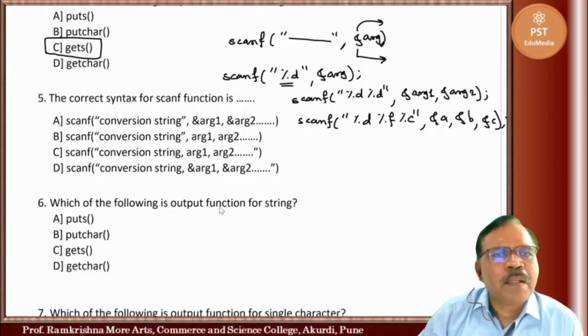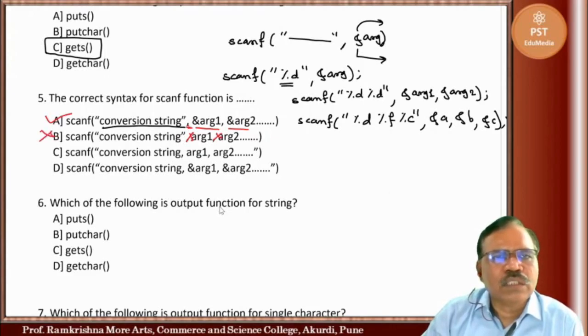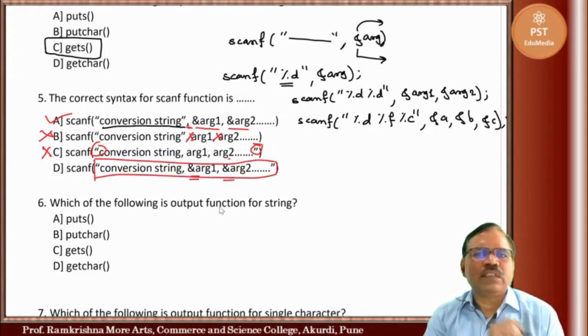So if we see here, in scanf, in brackets, in double quote we have the conversion string, then we have a comma and argument 1 and argument 2 and so on, means there can be a number of arguments. So this is the correct one. Here there is no & in the second one, so this is not correct. Here the conversion string and arguments are in double quote itself, so this is also not correct. Here we have & and argument, but the whole is in double quote, so this is also not correct.